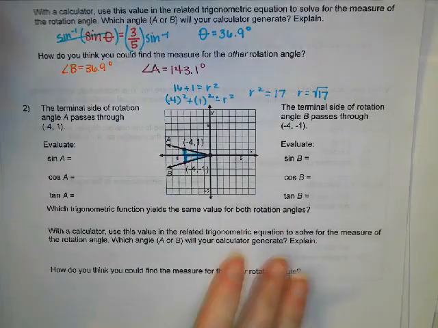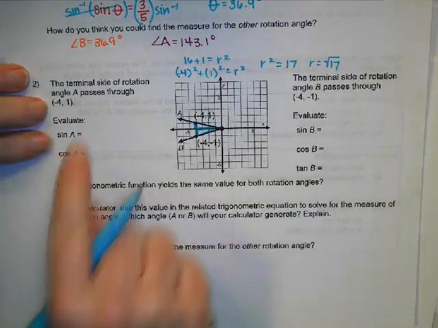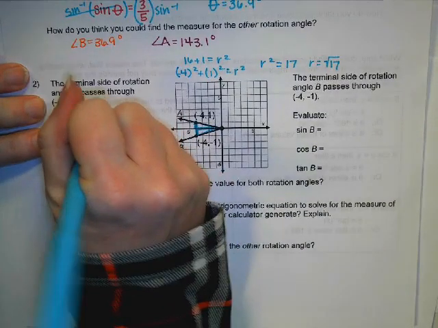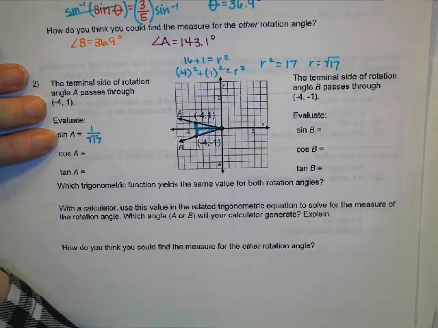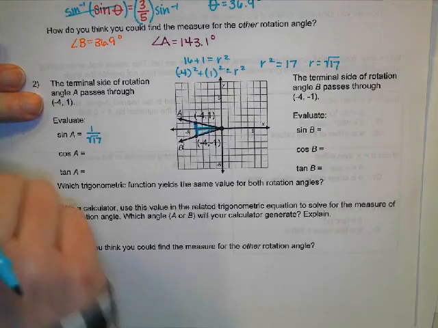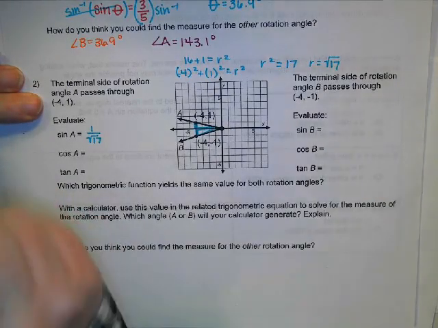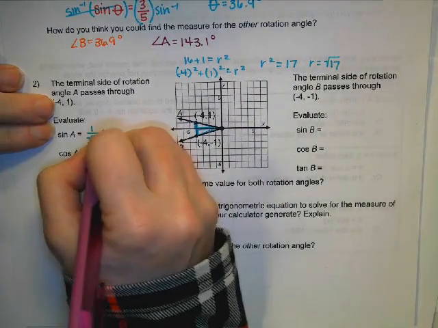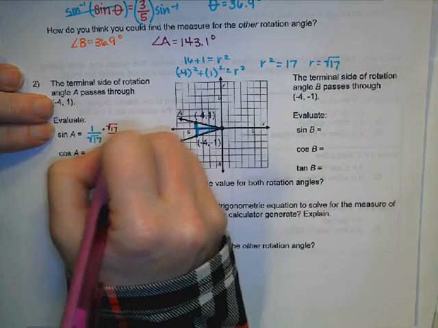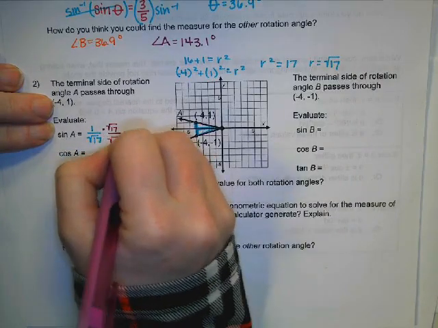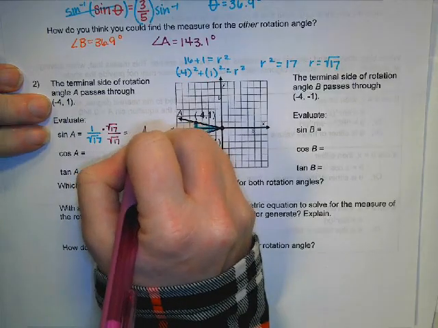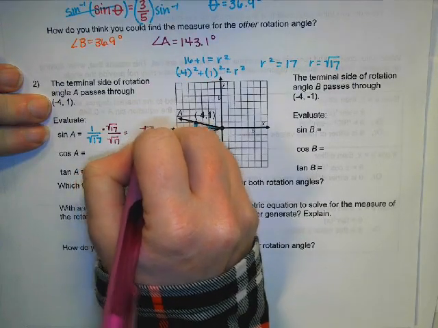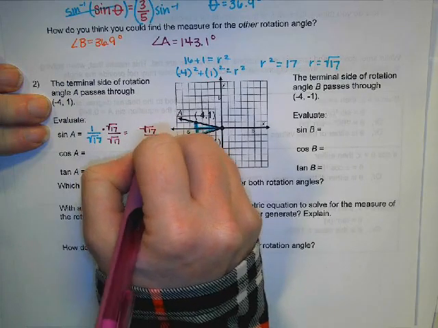All right, so sine is y over r, so 1 over square root 17. You can't leave it like that. We have to rationalize. So I've got to multiply both the top and the bottom by square root 17. So that gives me 1 times the square root of 17, so I'm just going to write it as square root 17 over 17.